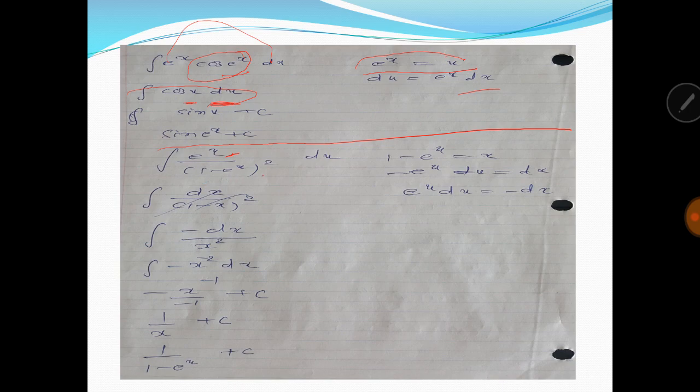This is another example where you are doing integration of e power u divided by 1 minus e power u whole square. So you take 1 minus e power u equal to x.